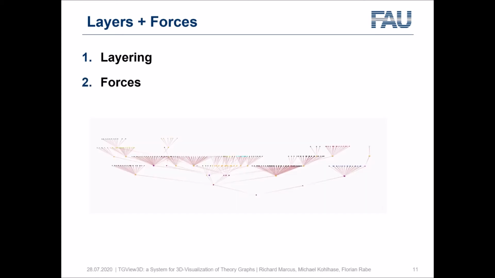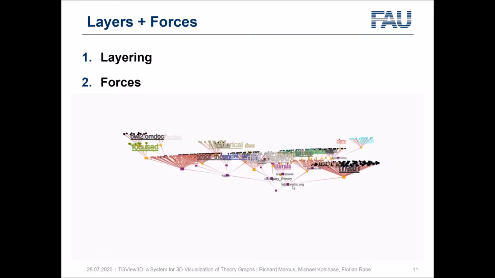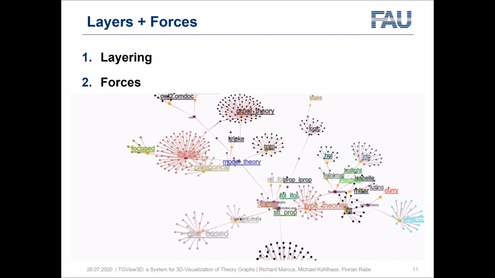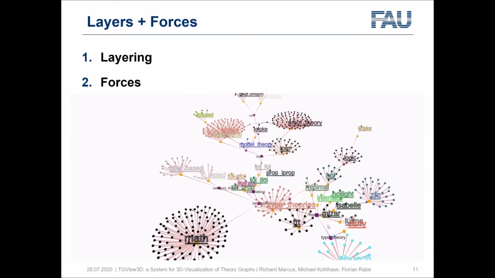If we look at layers, like in the graph visualizations, we can first compute this layering only, and then use forces to distribute the nodes within the layers, and arrive at visualizations like this. And visualizing them in 3D already helps here. But we still have a big problem that these layers are rather constraining.